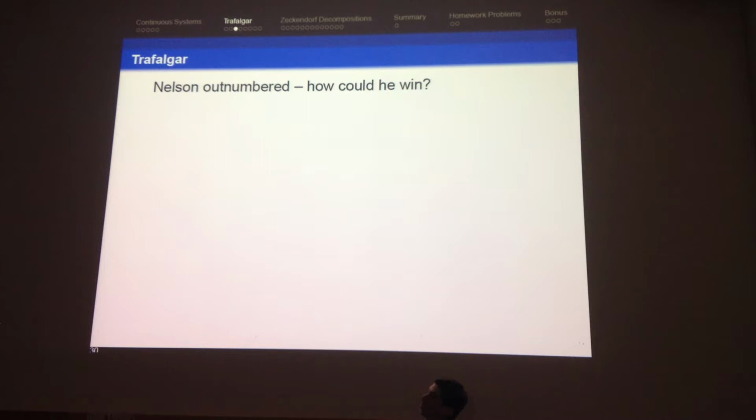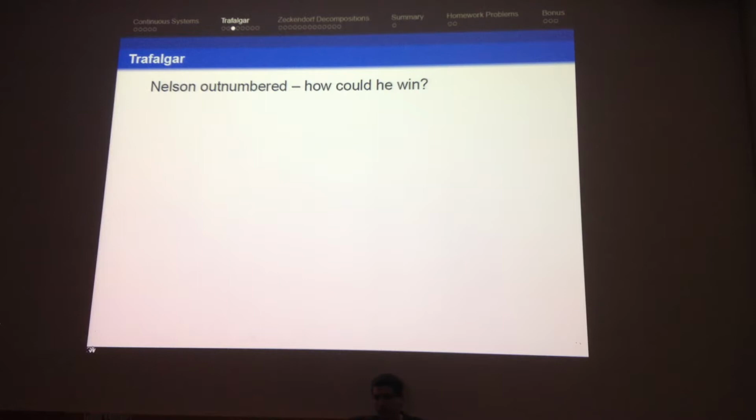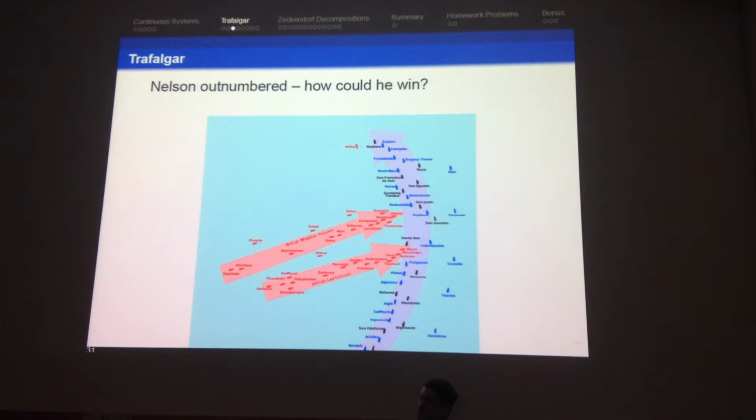If all the ships attack each other head on, he's outnumbered. What should he do? So how can Nelson use math to his advantage? His idea is to split the fleet he's fighting and take advantage of mathematics.